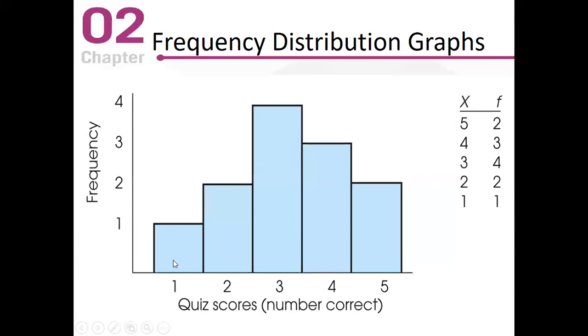So notice we have one person scoring a 1. That's consistent with what this table says. 2 people scored a 2. 4 people scored a 3. 3 people scored a 4. And 2 people scored a 5.